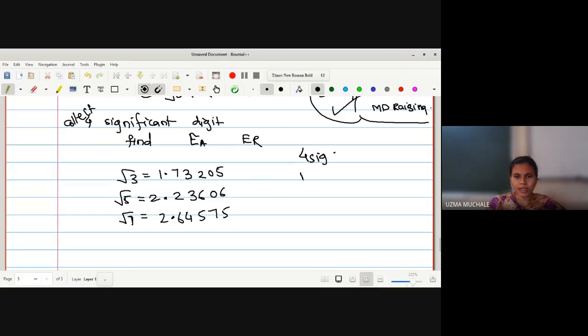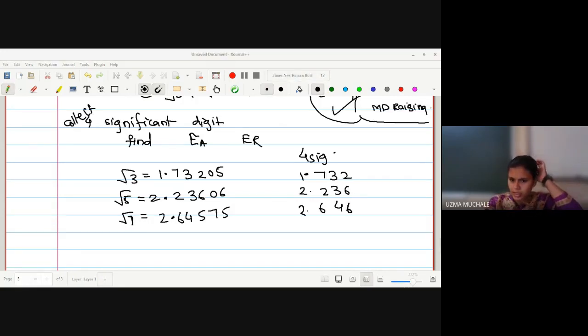The value of root 3 I can take as 1.732 only, because after 2 the number is 0, which is less than 5, hence we cannot add it. Next is 2.236, again it is 0. Similarly, we can have 2.645, but here 7 is there, so we have to add one more to the previous number, that will be 6. Okay with this?